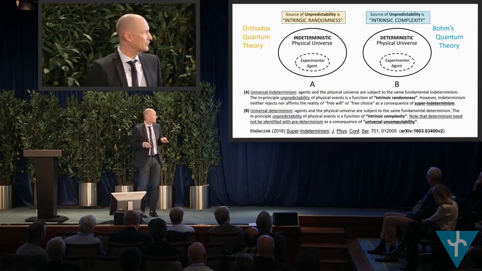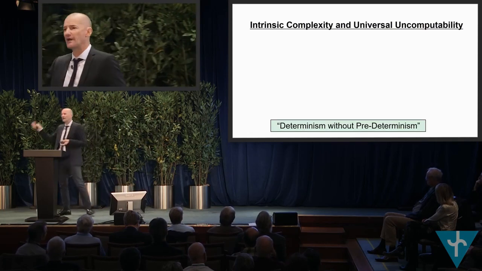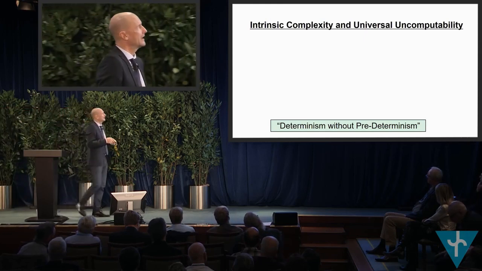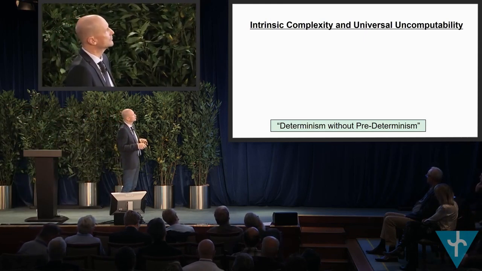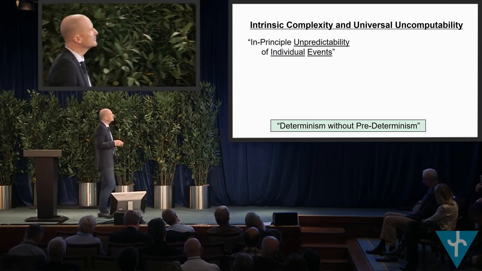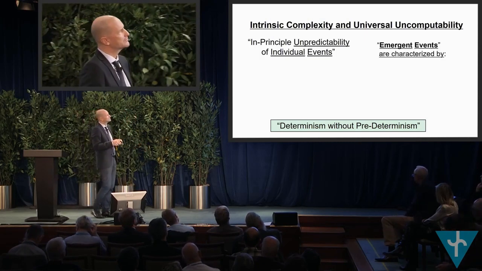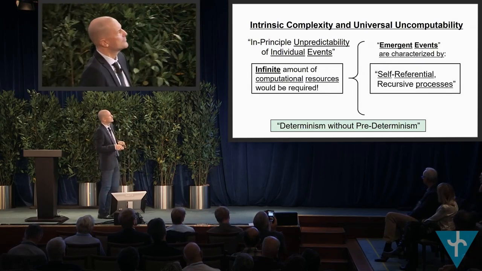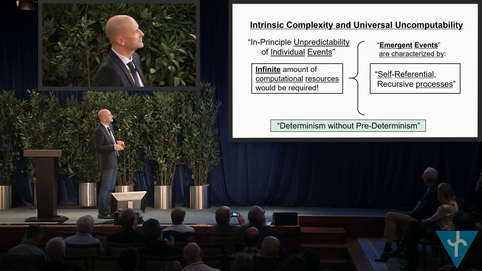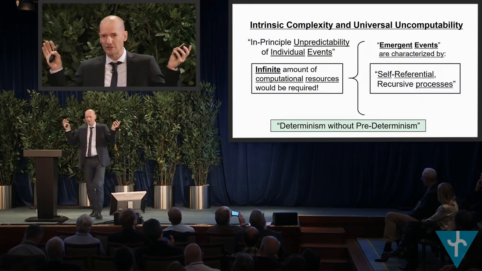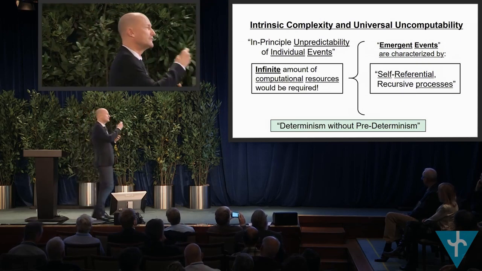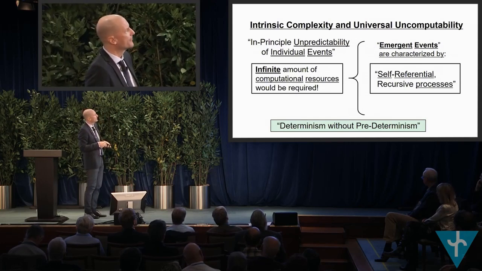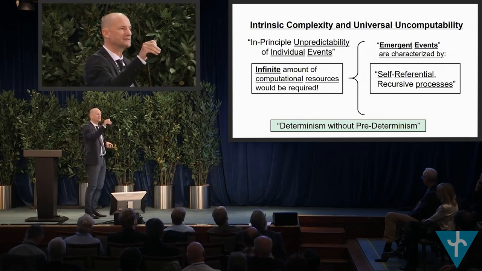That's what I want to say. And what do I mean by that? I come full circle back to my opening presentation when I briefly talked about what is emergence. And there's a connection between intrinsic complexity and universal uncomputability. In principle, unpredictability of individual events is possible in emergence if they're based on self-referential recursive processes. You can imagine like a halting problem in computational theory or something like this. So all self-referential, self-feeding states would require an infinite amount of computational resources to actually predict the microscopic next event.